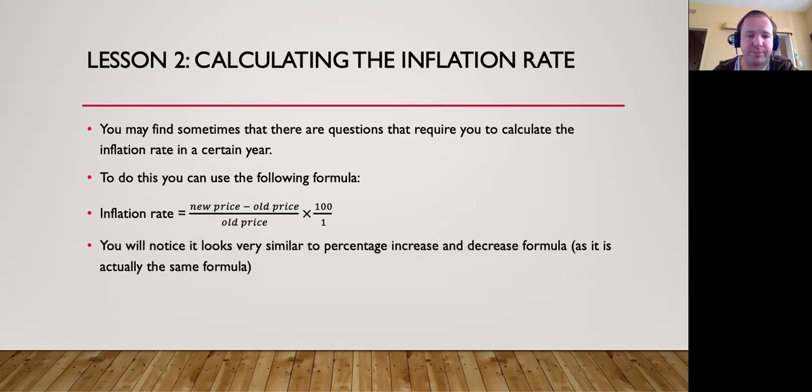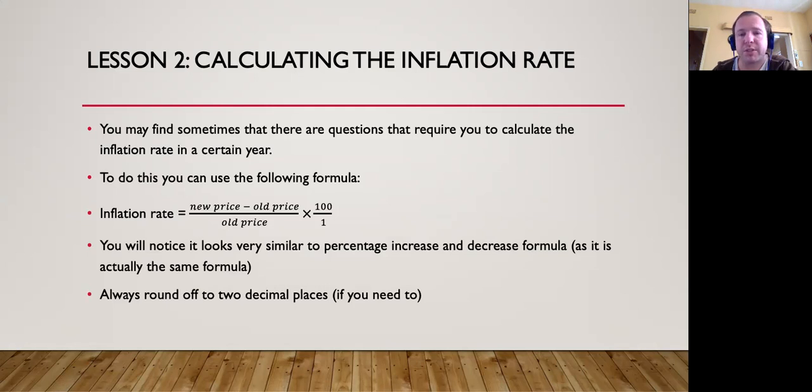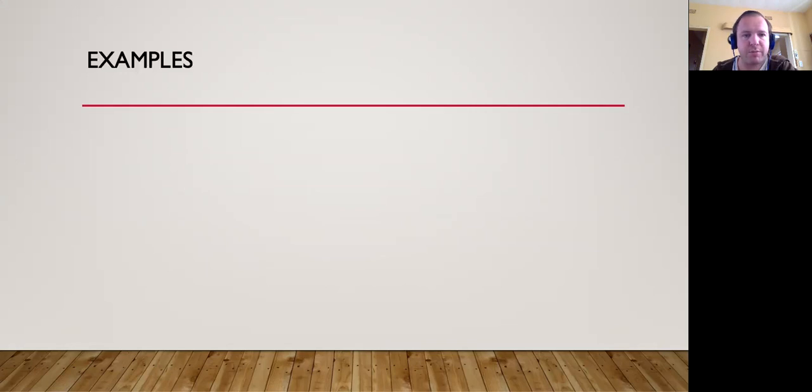Now, very often you're going to need to round off to two decimal places where possible, because sometimes you're going to get questions where your percentage will be a recurring number or a very long decimal number. Remember, you must always round off to two decimal places. All right, so let's have a look at some examples.